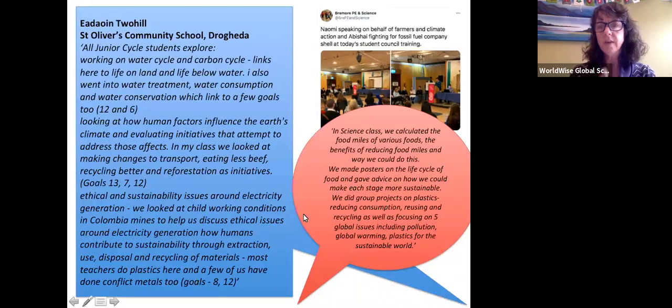Here are a few examples of where other schools have taken their global citizenship education into their science class. Aideen looked at the water cycle and carbon cycle, making posters of the life cycle of food and giving advice on how we could be more sustainable at each stage.